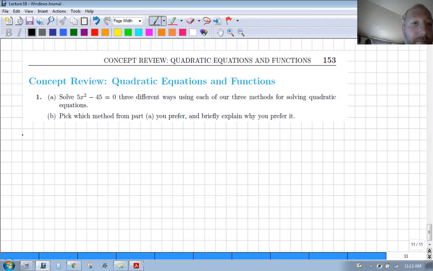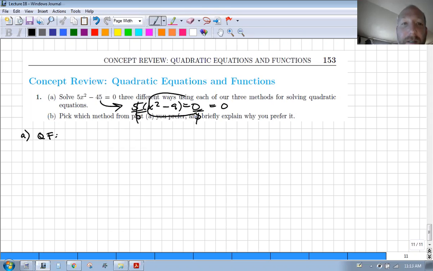All right, so let's use the quadratic formula here. First, let's factor out a 5. Right? If we did that. So let's look at this. X squared minus 9 equals 0. So no matter which method you use, you want to pull that 5 out first. So quadratic formula, A is 1, B is 0, C is -9.